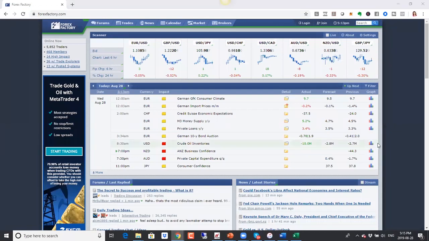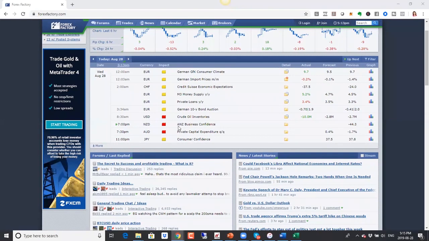As usual, we'll start off by taking a look at our calendar here. In terms of the data, not much important data. We did have crude oil inventories, and we saw a larger draw than expected here.